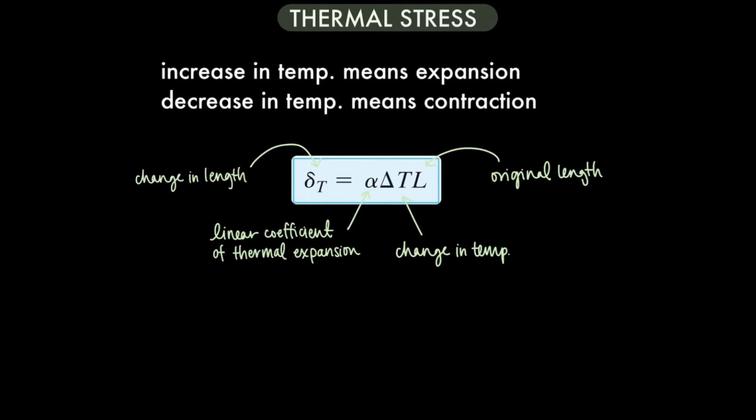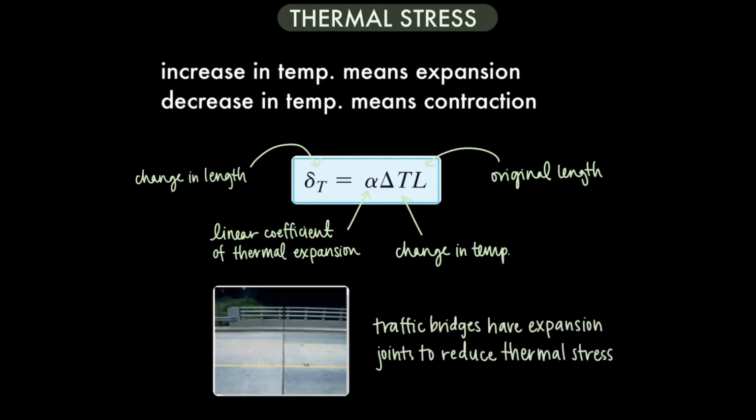The thermal displacement of a statically determinate member is easier to calculate since the member is free to expand or contract at its ends. But for statically indeterminate members, the constraints at its supports don't allow for these thermal displacements, which then causes thermal stresses in the material. This is why traffic bridges have expansion joints. The joints help reduce any thermal stresses and accommodate for any thermal expansion of the deck.